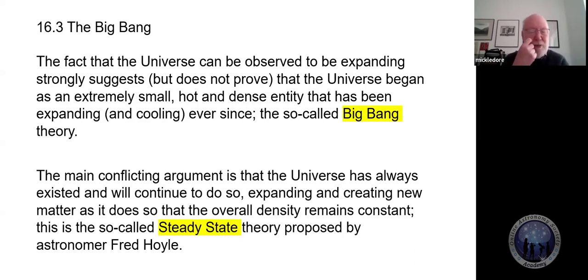There we go. The main argument still there. Still about 10% of people think that the universe has always been and will continue to be. It just happens to be expanding at the moment, but it will contract. It's just expanding and contracting over many years. It creates new matter. Don't know quite what the mechanism of that would be, so that the overall density remains constant. Not sure about that. I'm a Big Bang proponent myself. Not keen on the steady state. But some do, 5-10% of people, just like there are 5% of people who believe the earth is flat.